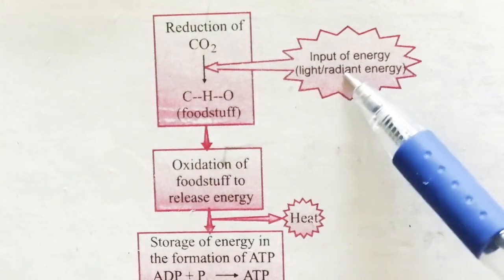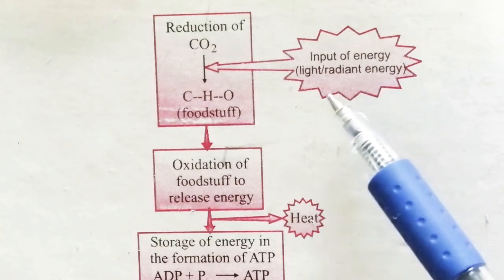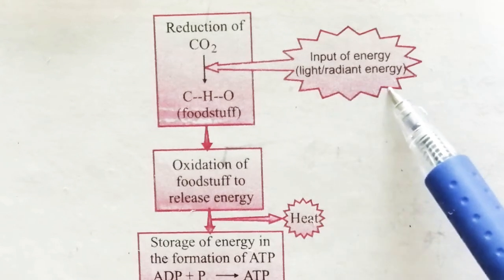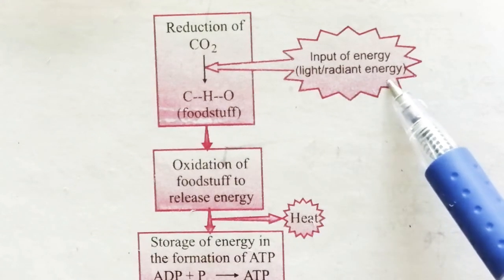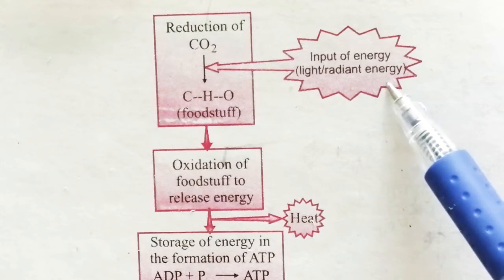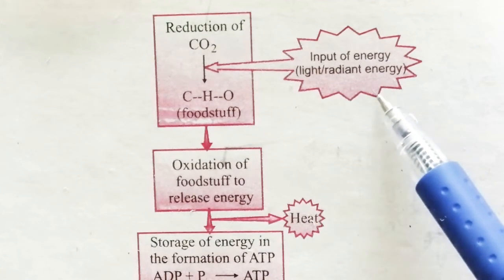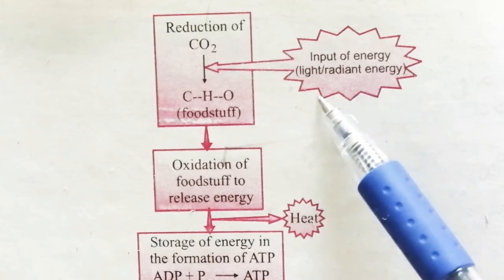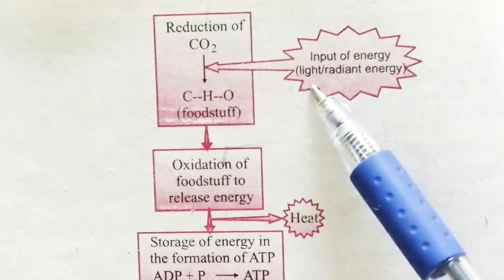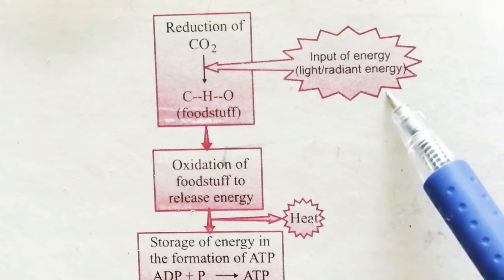Here you can see, starting from the input of energy, which is the light or radiant energy. Obviously the source of energy for all life, or all living organisms in this world, is the sun. Which energy comes from the sun? It is called the light energy or the radiant energy.